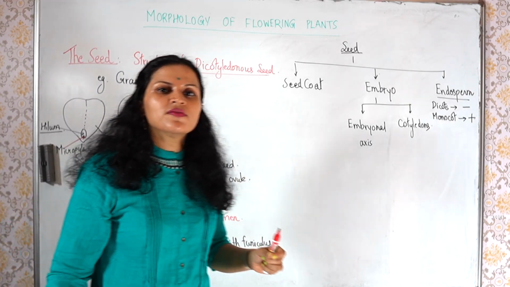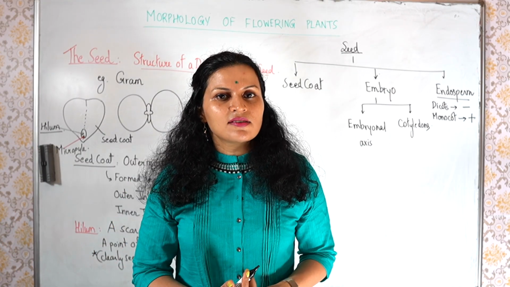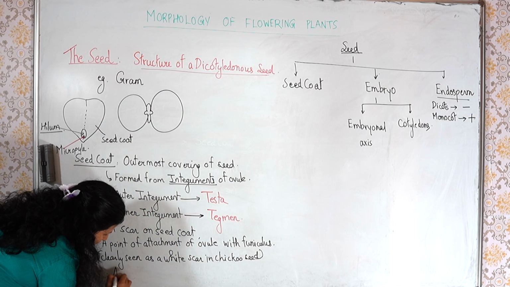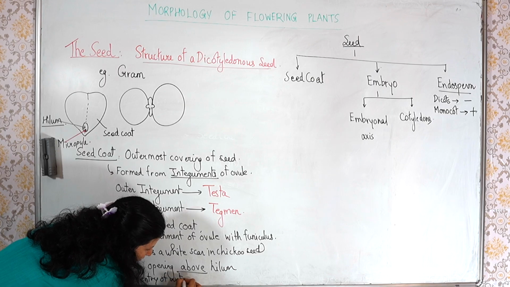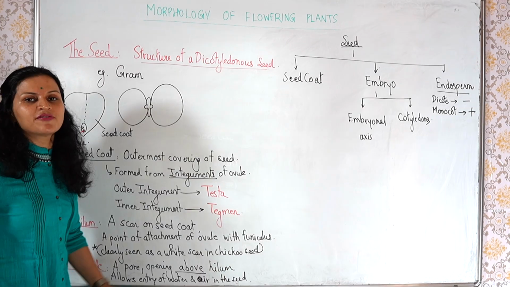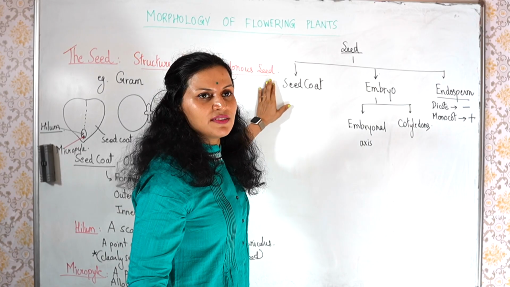What is the purpose of this micropyle? It is the point of entry of water and gases. The micropyle, a pore opening above the hilum, allows entry of water and air into the seed, after which only the seed will germinate. So that is about the first aspect of the seed, that is the seed coat.